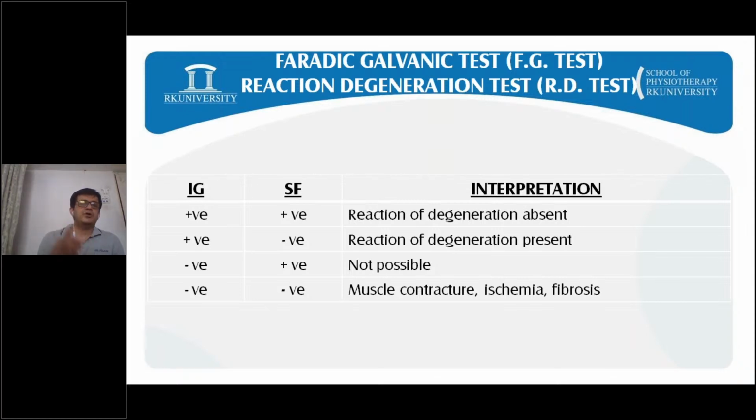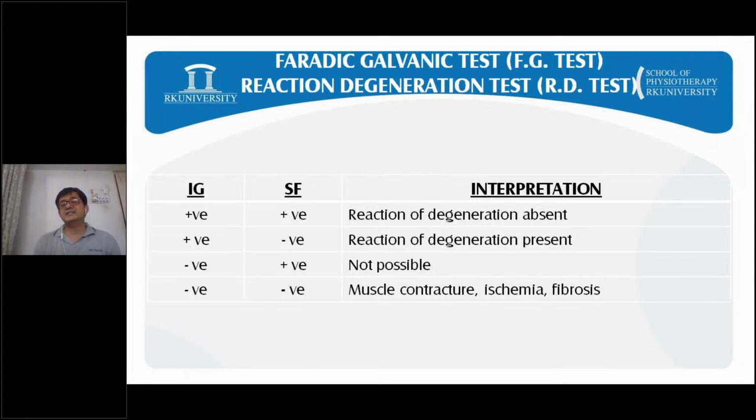Clear? So IG positive, the first probability, means the muscle is functioning. SF positive means nerve and muscle both are functioning. So definitely reaction of degeneration is absent. Now the second possibility, that is IG positive, SF negative. IG positive, what does it mean? The muscle is functioning because IG will stimulate the muscle directly.